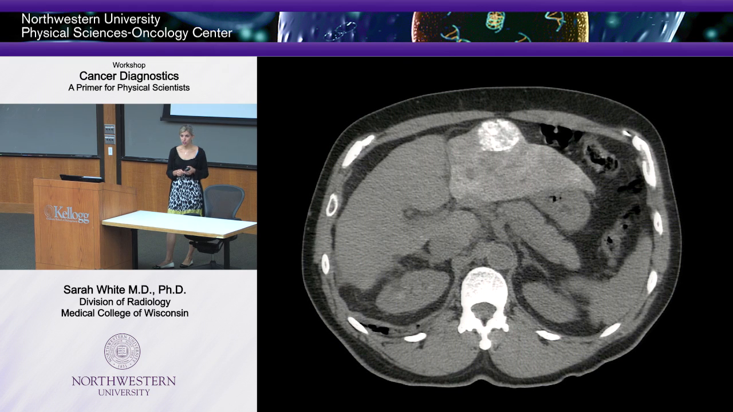So basically what you're doing is you're cooking a tumor. You put a needle in and you can cook it. You can cook it with microwaves, you can cook it with radiofrequency waves, or you can freeze it with cryo. So you can put some liquid nitrogen in there and freeze it.